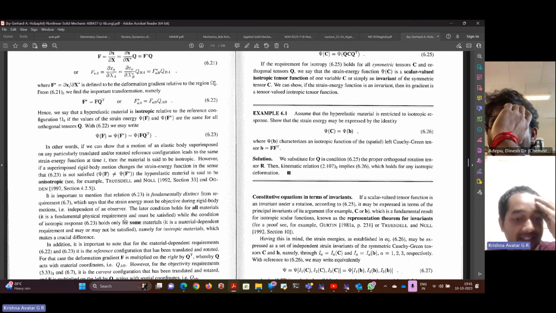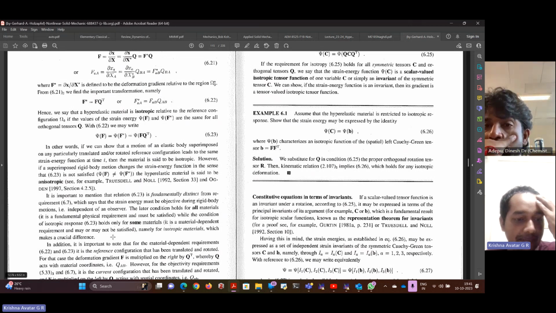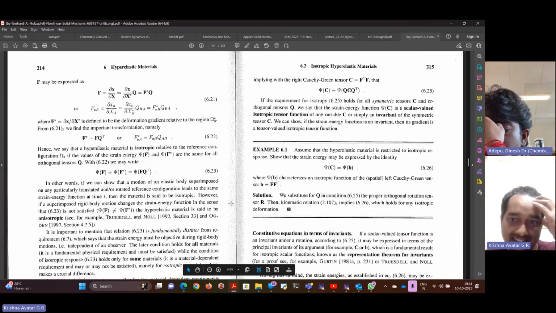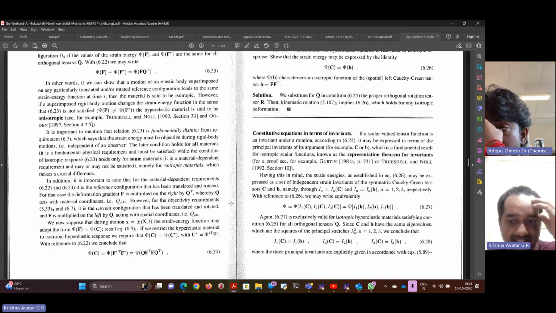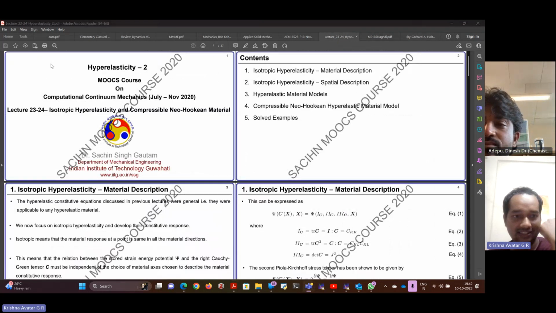It is a fundamental physical requirement and must be satisfied, while the condition of isotropic response holds only for some materials. So it is a material-dependent requirement and may or may not be satisfied, namely for isotropic materials, which makes a crucial difference. So this book helps us understand why that is the case, and the rest is all maths. Now we can go to lecture number 23-24, where we discussed isotropy.